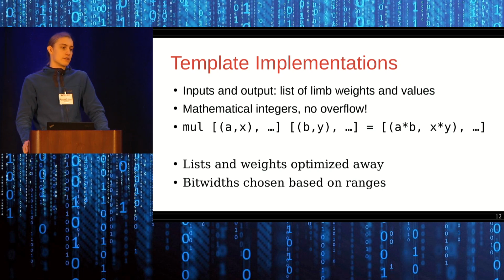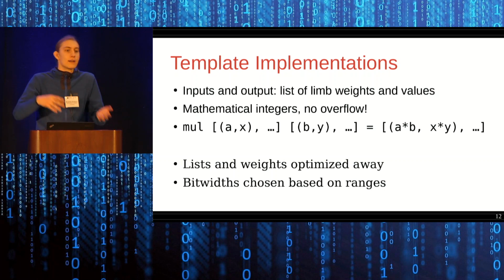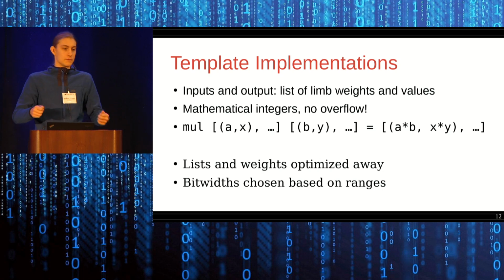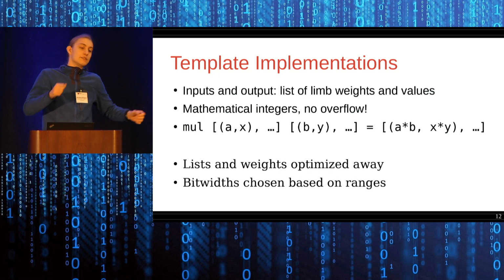However, to make this happen, there are a couple of conventions we have decided to follow. First of all, the templates work on mathematical integers, so there is no overflow. Of course, that means the compiler later needs to infer for each intermediate variable a fixed width in which it can be stored. Similarly, each field element is represented in the high-level implementation by a list of pairs.